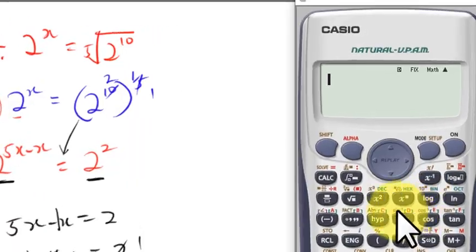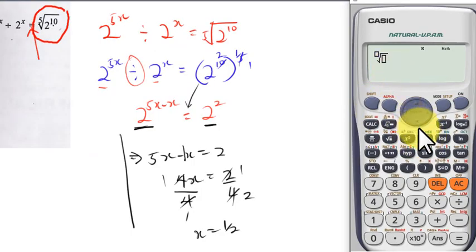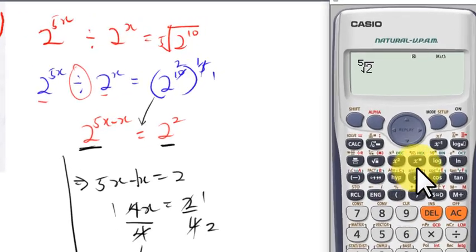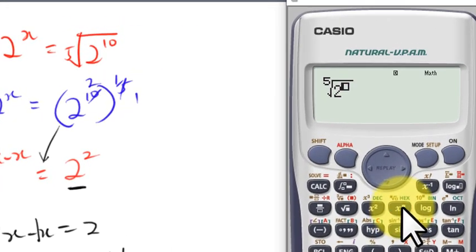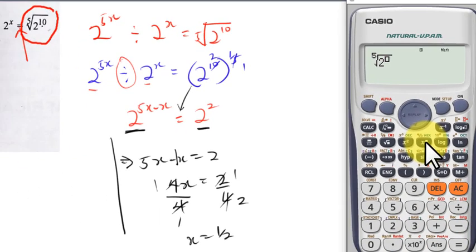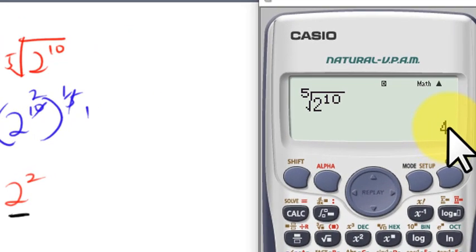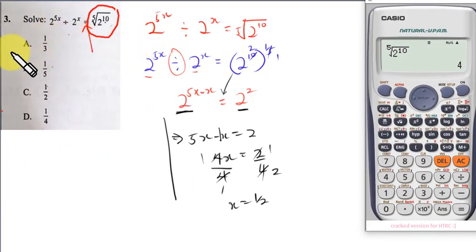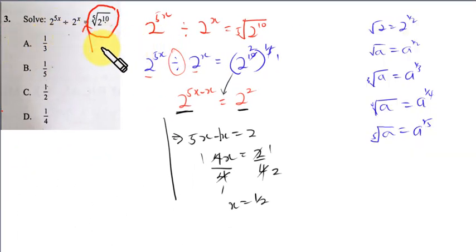I'm going to type this here, shift and that, and I will have this here. I'll press 5, so that is the fifth root, and I'll press the right cursor key and press 2. Then I have this x to the power box here, so I'll press on this and I'll have the power box here. Then I'll type in 10 and press the equal sign. So on the right hand side I have 4. So the whole of this right hand side is 4.